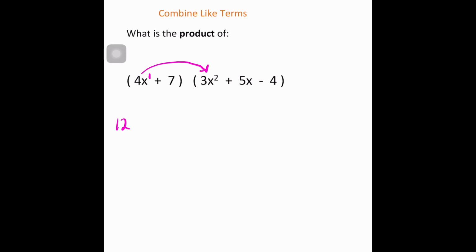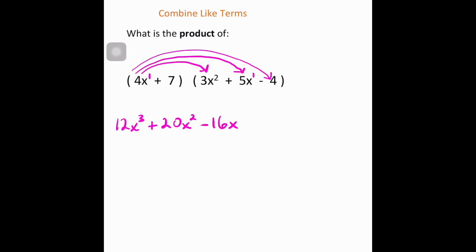All right? So we're going to add the exponents. 1 plus 2 is 3. So x cubed, or x to the 3rd power. I don't like that 3. Let me rewrite it. Thank you. Then we'll do 4x plus 5x. Wonderful. So plus 20x, yes, squared, or x to the 2nd power. And then you will do 4x times negative 4, negative 16x. All right, then we'll distribute term 2.